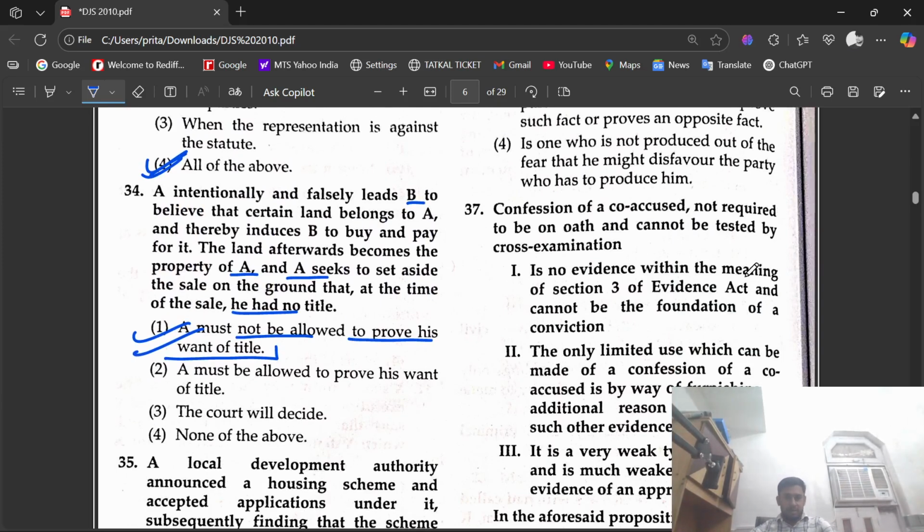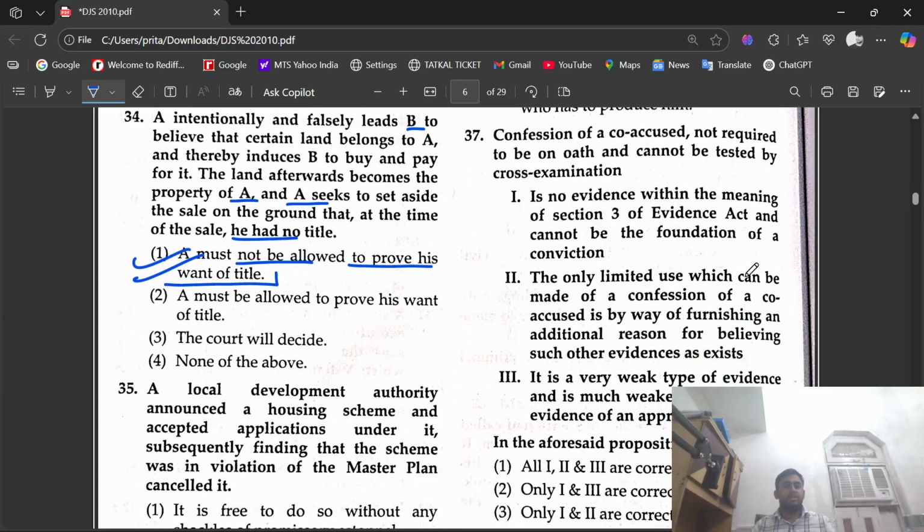Question number 37. This question paper is kind of long compared to the previous year question paper, because in that I thought there are almost 20 pages, but in this there are almost 29 pages, almost 30 pages.